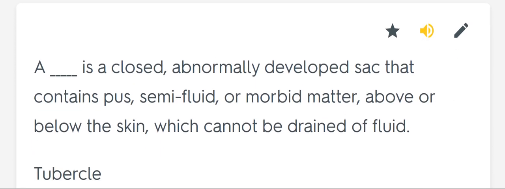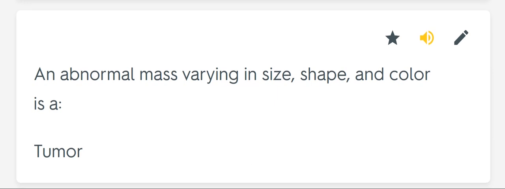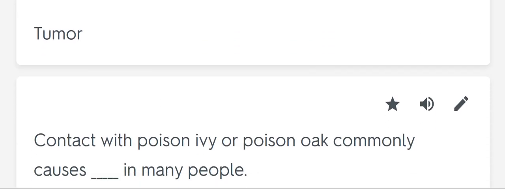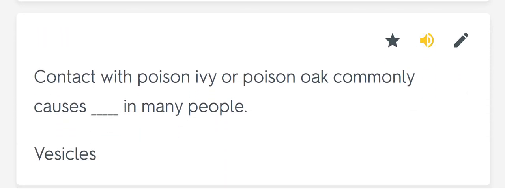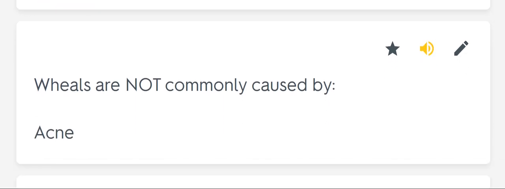A blank is a closed, abnormally developed sac that contains pus, semi-fluid or morbid matter above or below the skin which cannot be drained of fluid. Tubercle. An abnormal mass varying in size, shape and color is a tumor. Contact with poison ivy or poison oak commonly causes blank in many people. Vesicles. Wheals are not commonly caused by acne.